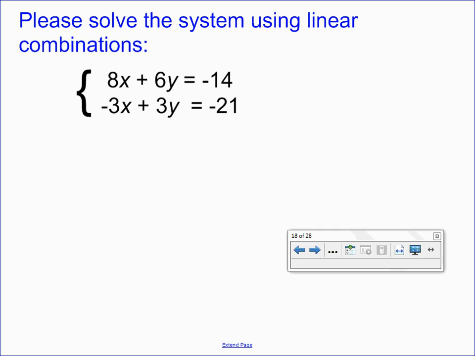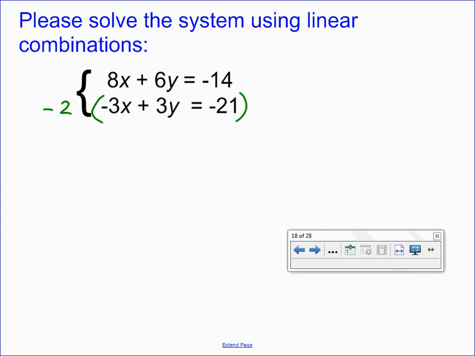Which variable did you make opposites in? Caitlin? Y. You made opposites with y? To make opposites with y, then which equation did you have to multiply by what? Nathan? Bottom by -2. Raise your hand if you multiplied the bottom by -2. Who else used that strategy? That's not the only strategy, but a lot of you used it.